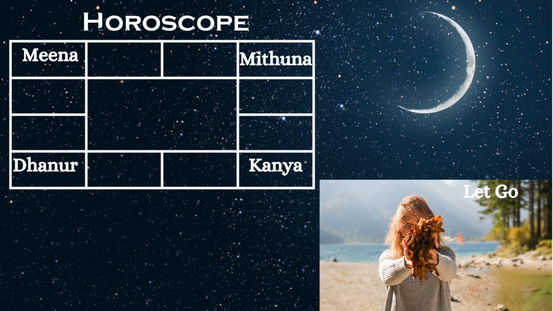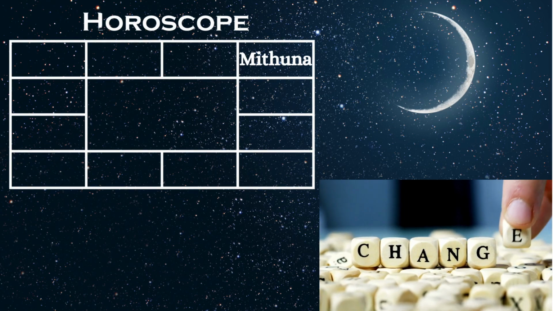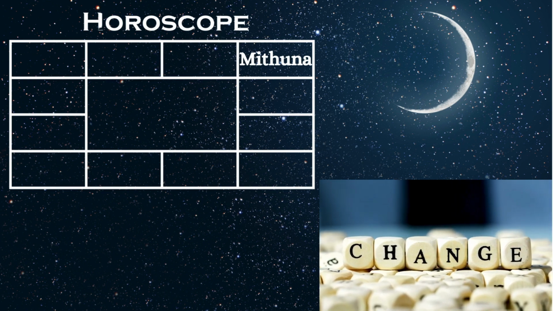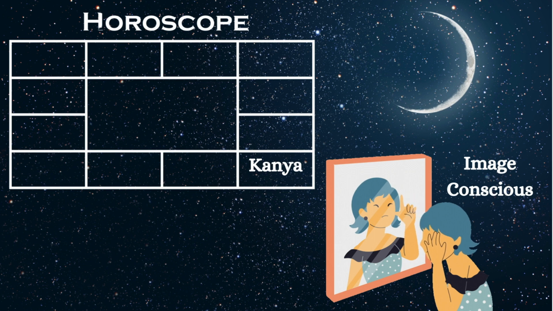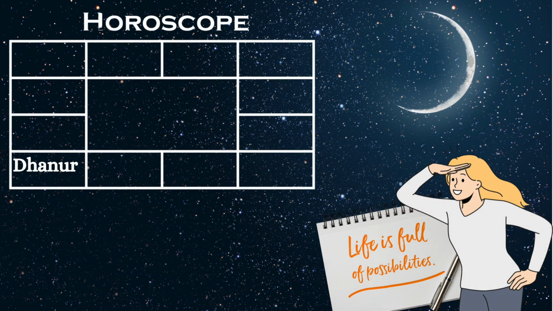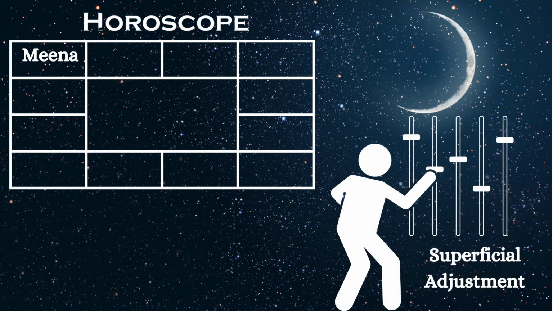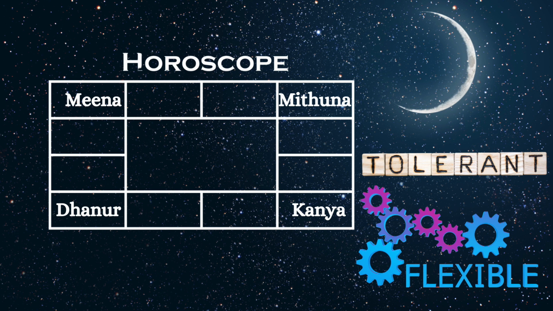Mithuna Rashi people tend to change their ideas and emotions very quickly. Kanya Rashi individuals are conscious about their image, so they get influenced by their environment and act accordingly. Dhanu Rashi people are continuously changing their views of life's possibilities. Meena Rashi individuals adapt themselves superficially to the events happening in their lives. These Rashis can be infinitely flexible and tolerant. They may also compromise so much that they sacrifice their own interests.